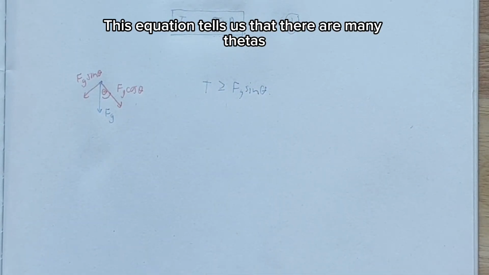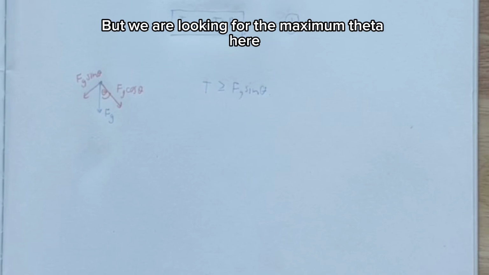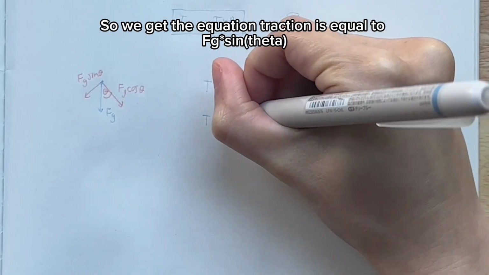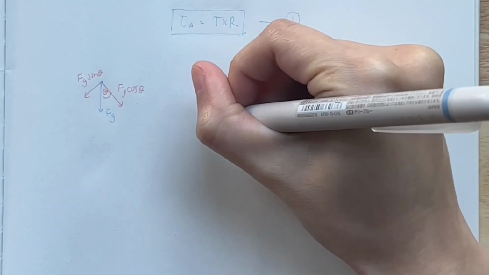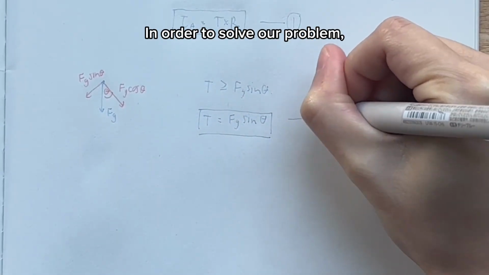This equation tells us that there are many thetas where traction is great enough to pull the car up the slope, but we are looking for the maximum theta here. So we get the equation traction is equal to Fg sine theta. And this is the second equation that we need in order to solve our problem.